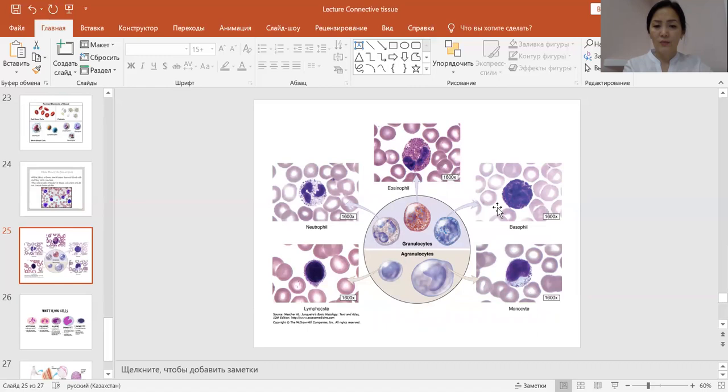Of course, their functions are different. Granules of neutrophils are stained by the basic dye into blue color. Granules of eosinophils are stained by acid dye into red color. Granules of basophils are stained by the basic dyes into blue color. And for agranulocytes, we said that there are no special granules, and the agranulocytes are divided into lymphocytes and monocytes.